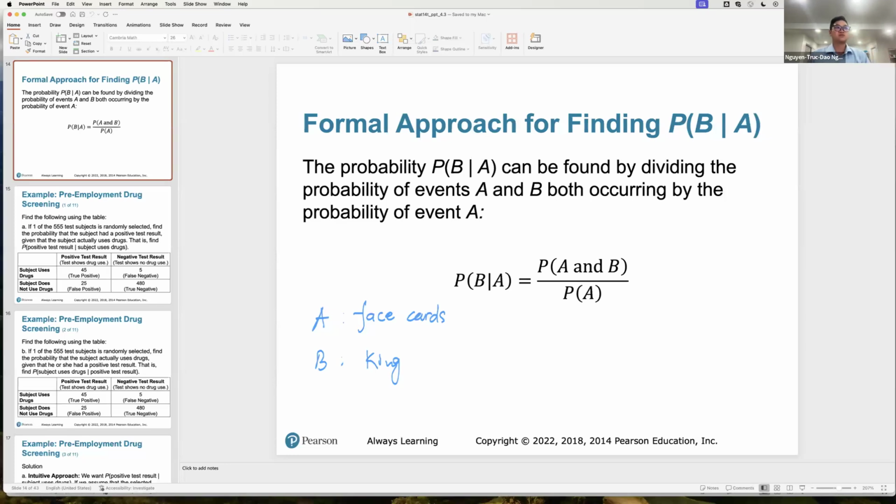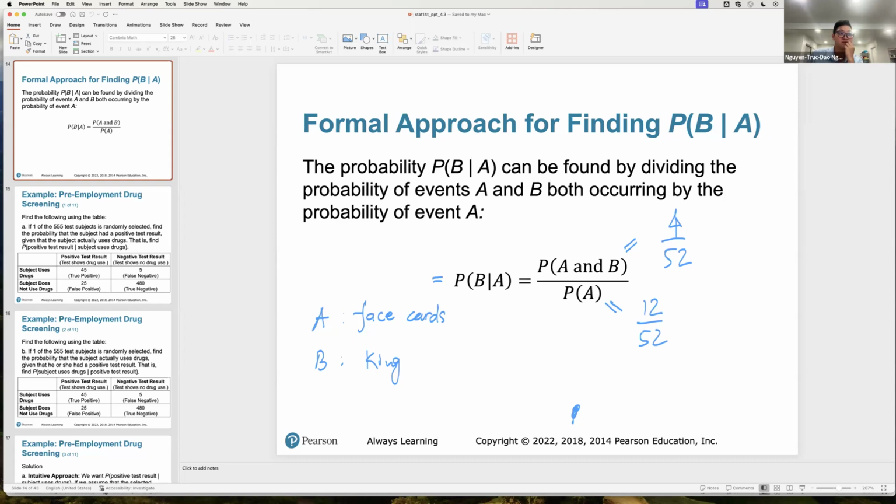So now let's do this one. P of A, let's test this formula. P of A, that means P of A at the bottom here. That means the probability of having a face card. That means 12 over 52. Are we good? And event of A and B, that means the face card and a king. So just 4 out of 52, right? 4 over 52. And the probability of having a king given that it is a face card.